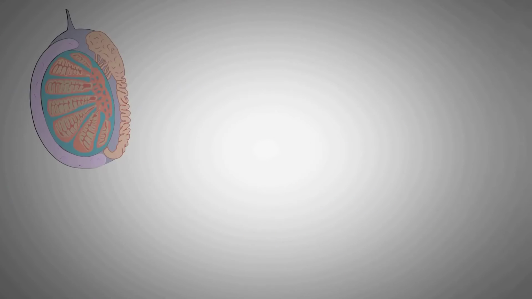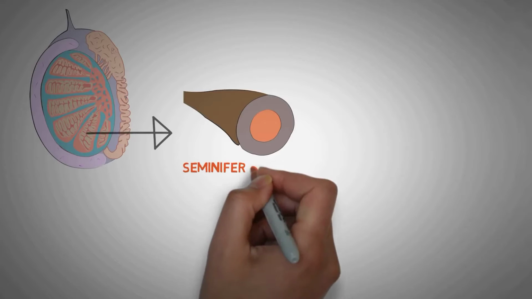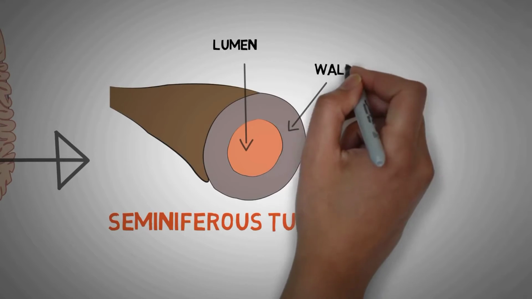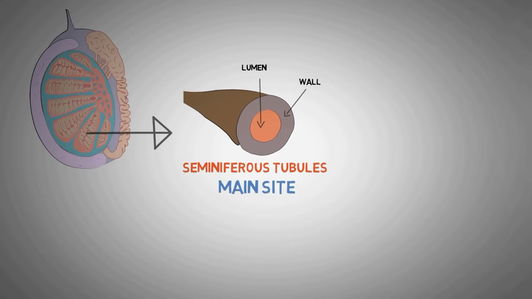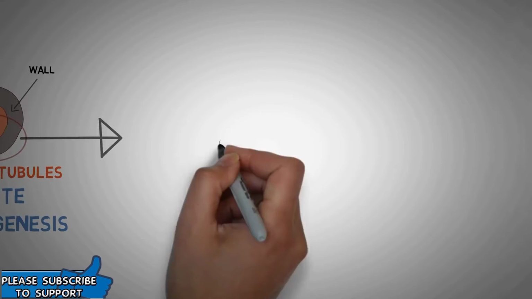As we discussed the anatomy of the testes in the male reproductive system, the testes contain numerous pipe-like structures known as seminiferous tubules. The seminiferous tubules have a central lumen and outer wall. The wall of the seminiferous tubule is the main site for the production of sperms. Now let's look at a closer view of the cross-section of the wall of the seminiferous tubule.